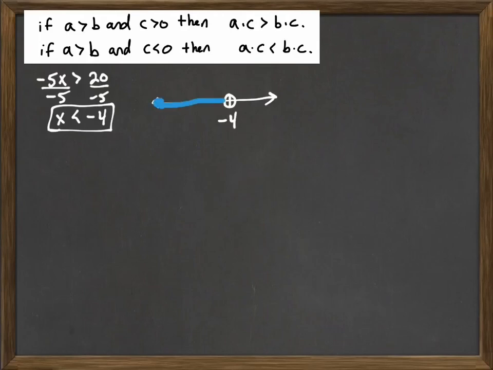And then we can graph that on a number line. Draw our number line, negative 4 there with an open circle and then everything below. Okay, so that's the important idea here with the multiplication property. We can still multiply or divide to solve, just like we would with an equation, but what we have to remember to do is to change the direction of the inequality symbol.